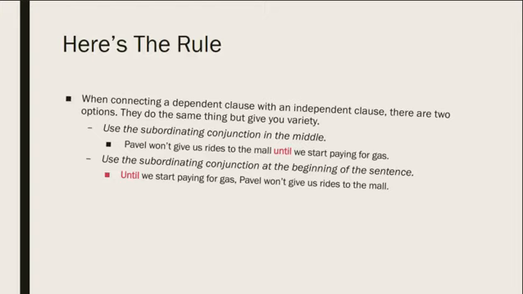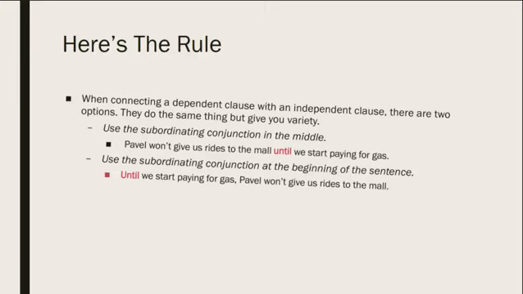So the first way to do it is you can throw it in the middle. Like it says here, Pavel won't give us rides to the mall until we start paying for gas. All right, the until we start paying for gas, that's the dependent clause. So if we just stick that on the first part of the sentence, we don't have to do anything. No comma, nothing. It works on its own.